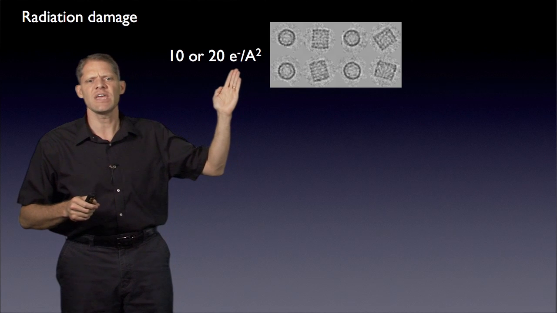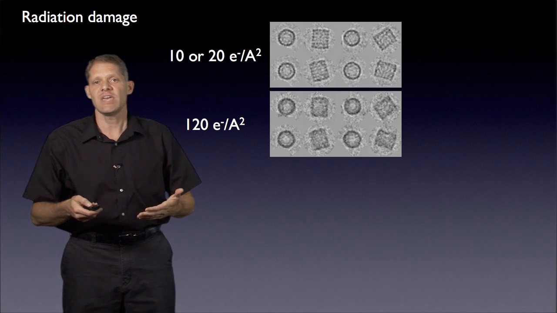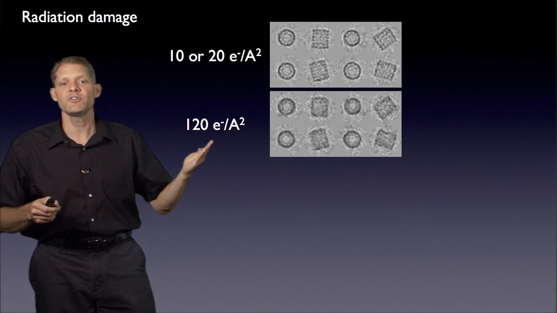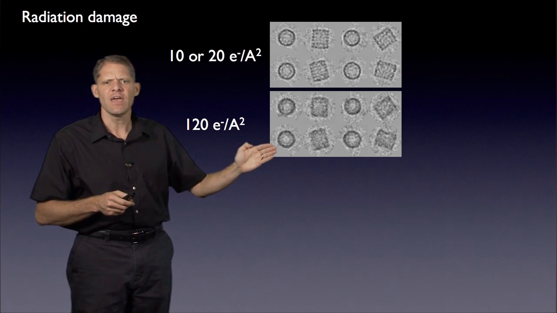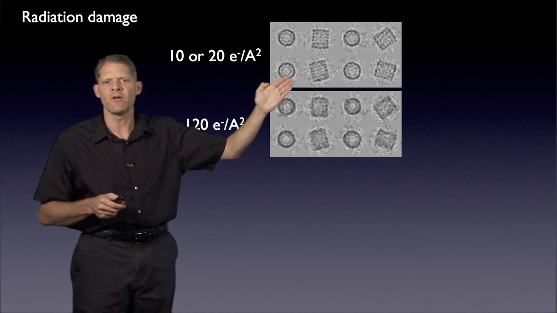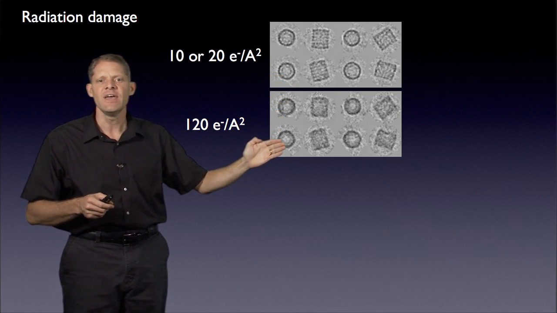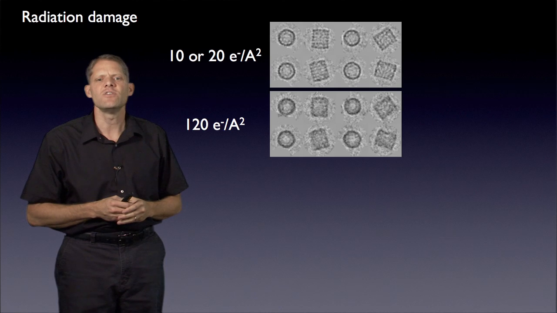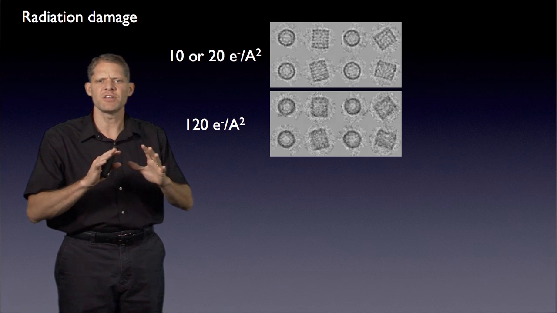And so this first image was taken with 10 or 20 electrons per square angstrom. Then we continued taking pictures of the same field of particles. And after we had exposed these particles with 120 electrons per square angstrom, now their structure looks a little bit degraded. If you look and carefully compare, say, this top view of a barrel to this top view of a barrel, this is the same complex here in this image as the complex down here. It's just after another 100 electrons per square angstrom have been delivered. You can see that the crispness of the boundaries has been lost and the particles are starting to degrade.